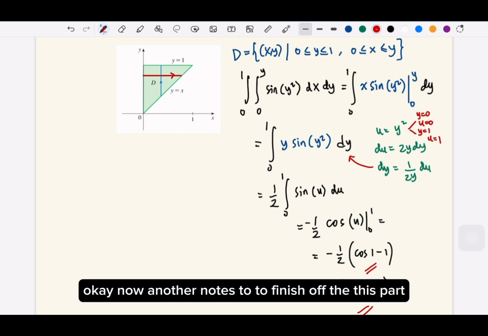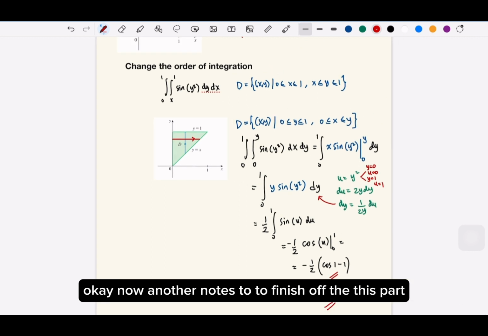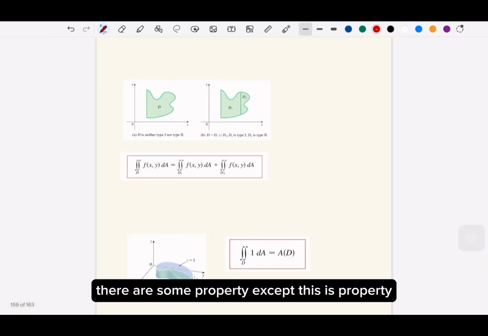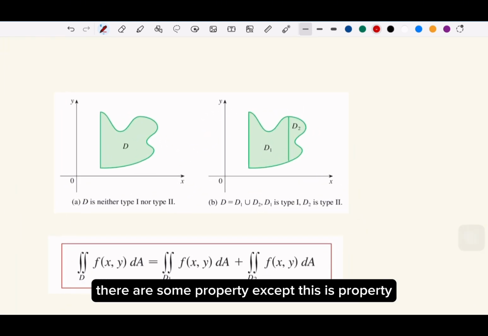Now, another note to finish off this part. There are some properties.